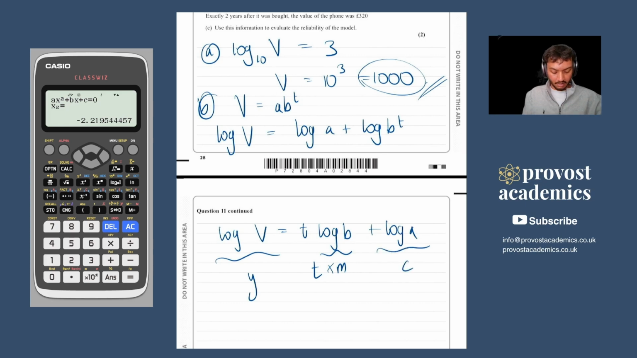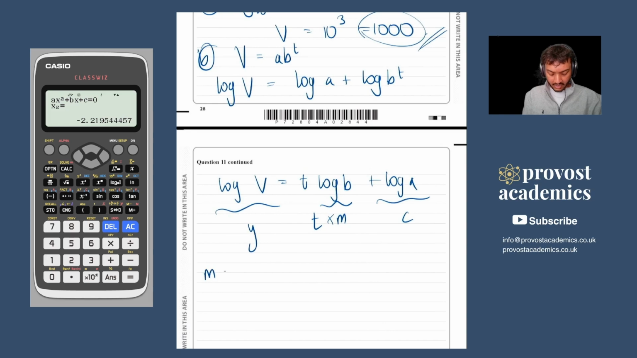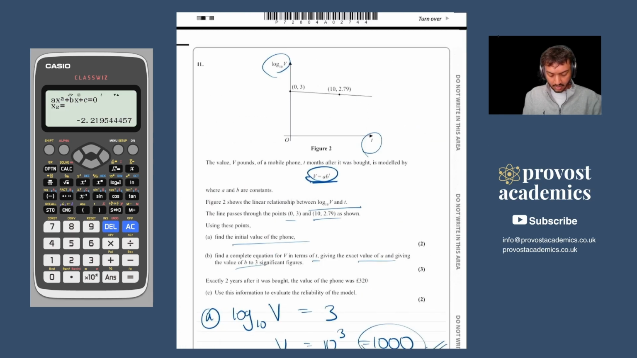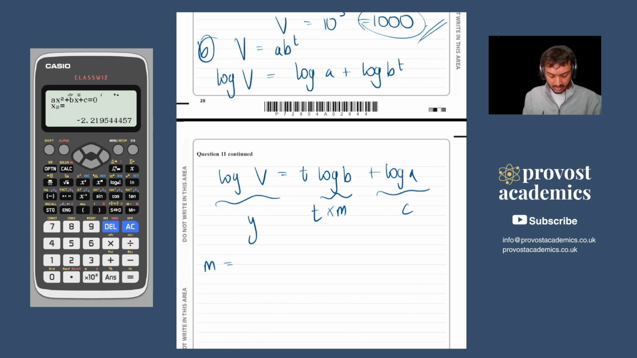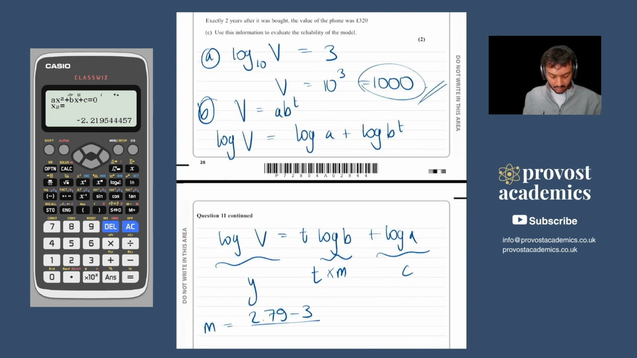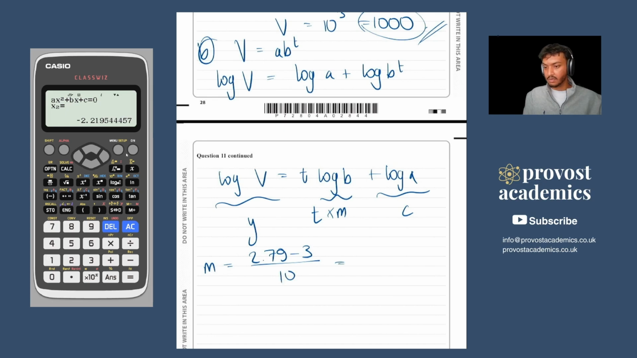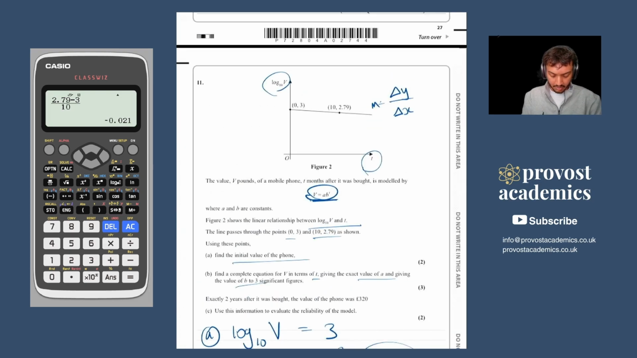That's your y-intercept, right? So for m, we can find the gradient, we have the 2 points, correct? So we're looking for the change in y over the change in x for the gradient. In this case, that would be 2.79 minus 3 over, what was the other? 10. Okay, so that's my gradient. So let's quickly find what my gradient needs to be. We have 2.79 minus 3 over 10 to give us a value of minus 0.021. That checks out because we're looking at a line that is downslope.